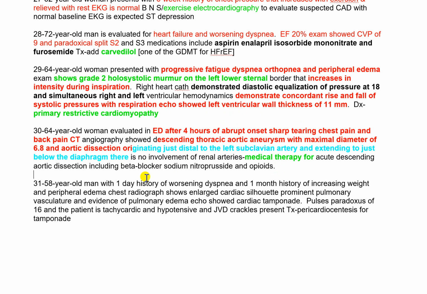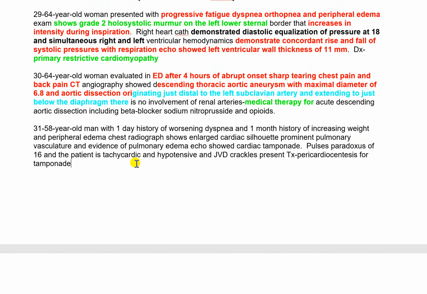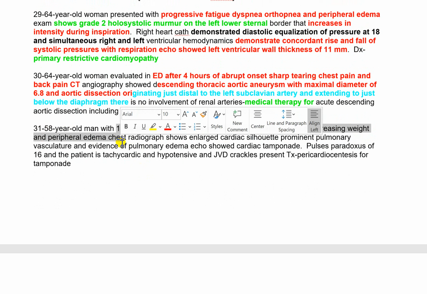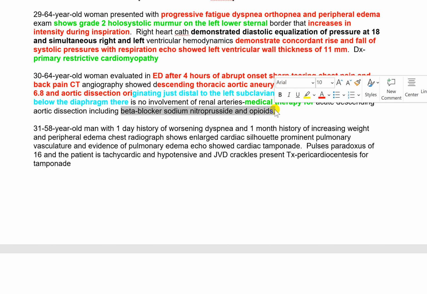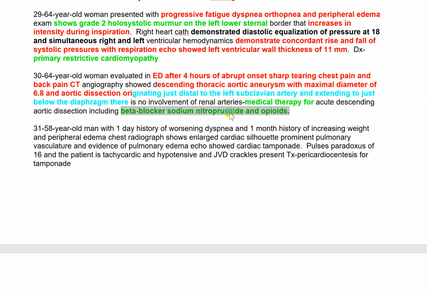Okay, oh, that's interesting. I didn't know that. So they could mess things up really badly, but the ascending may be better too. You never do surgery for descending, right? Yeah, I do medical therapy, including beta blocker, sodium nitroprusside, and opioid. This is the medical therapy.